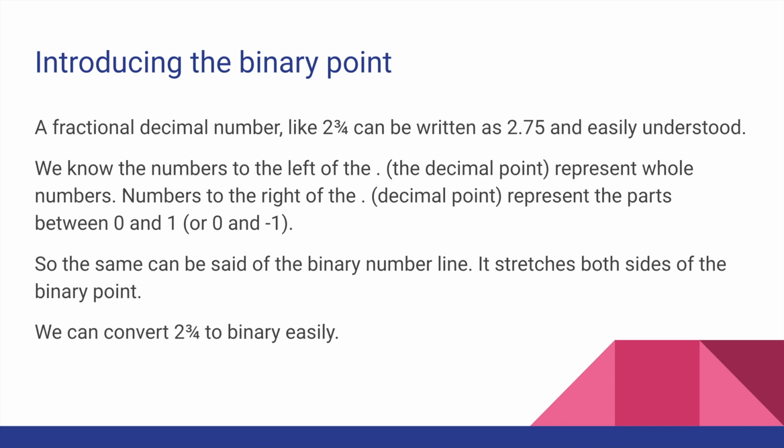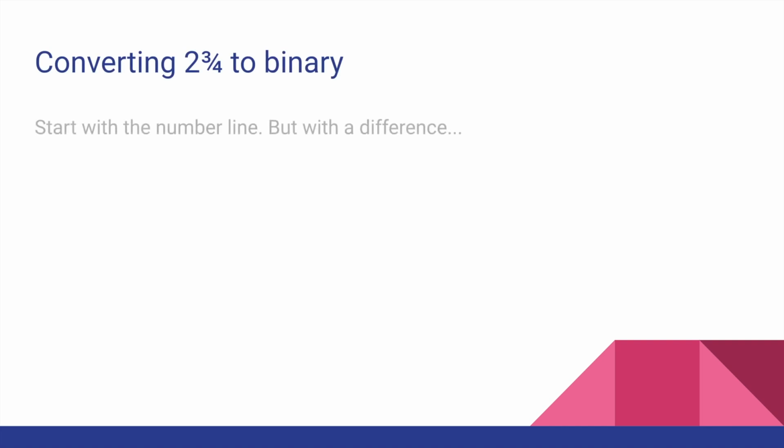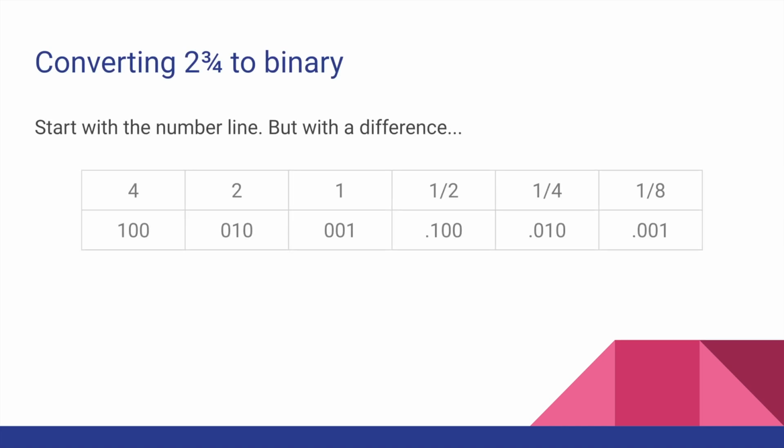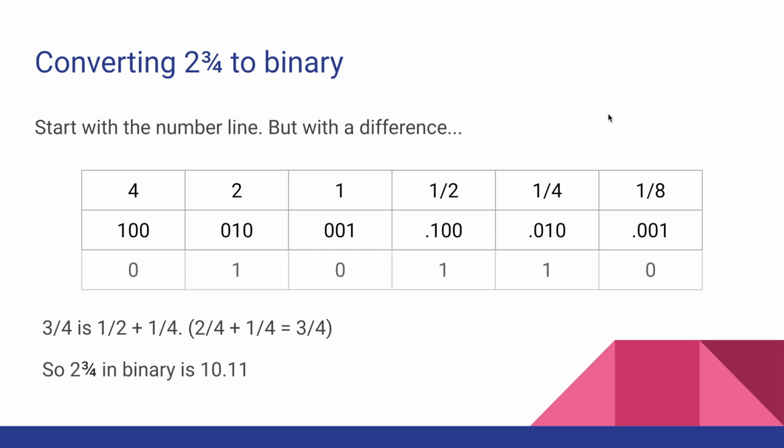It stretches both sides of the binary point. So we can convert 2 3/4 to binary really easily. We start with our number line, but this time it's a bit different. You'll see we have the whole number values on the left-hand side and the fractional values on the right-hand side. So 0.100 is a half. 0.010 is a quarter, or 0.25. 0.125, or 1/8, or 0.001.